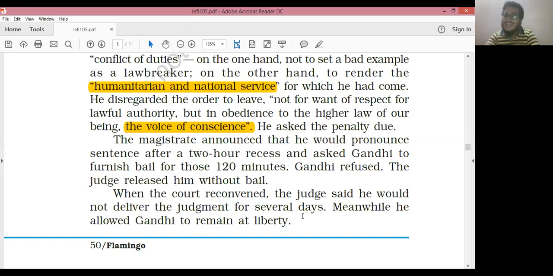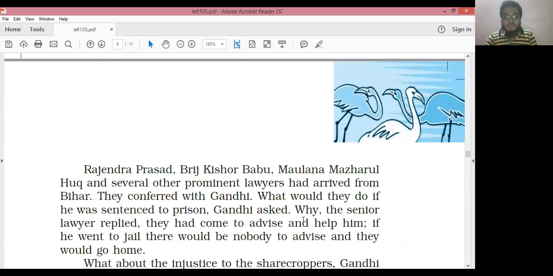Understood, students? He did not revolt. He did not make any violence. He did not do anything. But he was released. He was made free. Okay, understood, all of you students? Next.